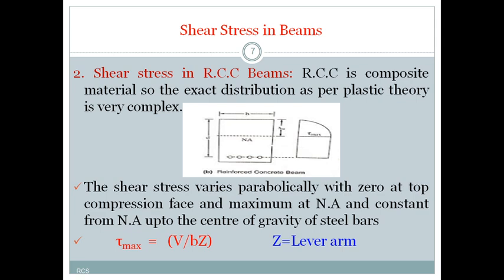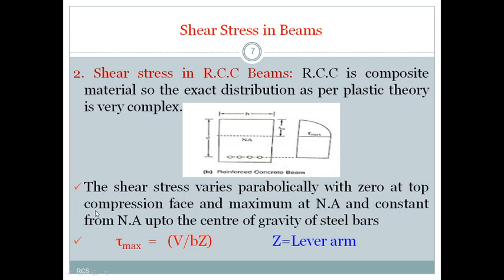Next we have a heterogeneous beam, that is an RCC beam. I am considering an RCC beam as a heterogeneous beam because it is made up of two different materials: one is concrete, another is steel. That's why I can call it a heterogeneous material. According to the elastic theory, what we define for our homogeneous beam is a very difficult phenomenon for calculating the maximum shear stress in RCC beams.